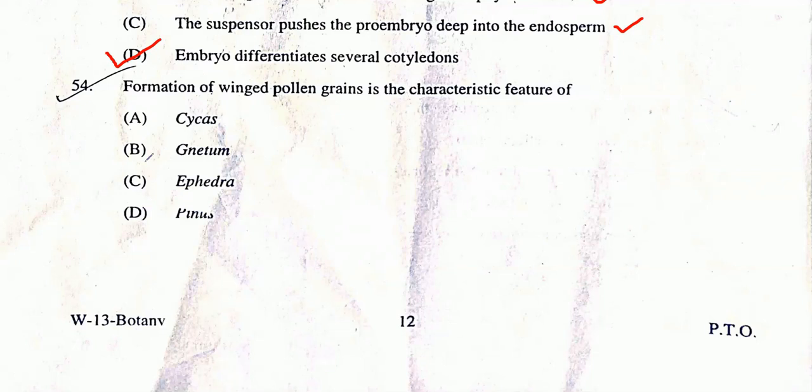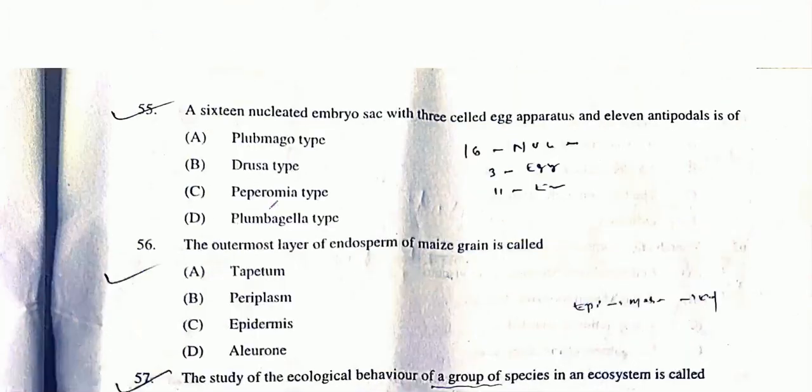Question number 54. Formation of winged pollen grains is the characteristic feature of, you will get the winged pollen grains in case of Pinus. Question number 55. A 16 nucleated embryo sac with 3 celled egg apparatus and 11 antipodal cells. So it's a characteristic feature in case of the Drusa type.